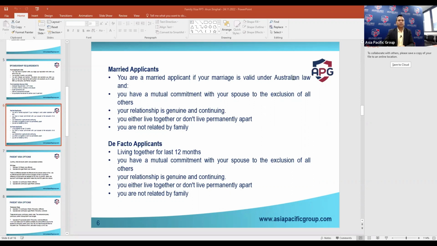Okay, can your partner come to Australia on a tourist visa and then apply for a partner visa? Yes, that's possible. But again, then you have to satisfy a high threshold for a tourist visa. For tourist visas, you also have to satisfy the GT criteria, that the person is coming for a temporary visit and is a genuine tourist.